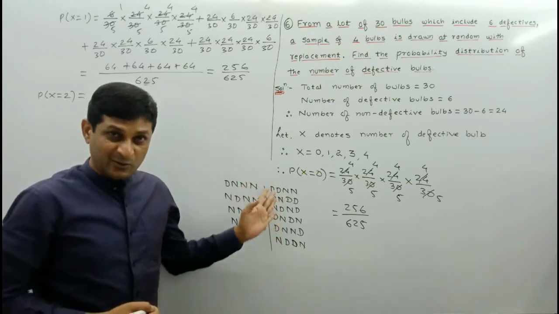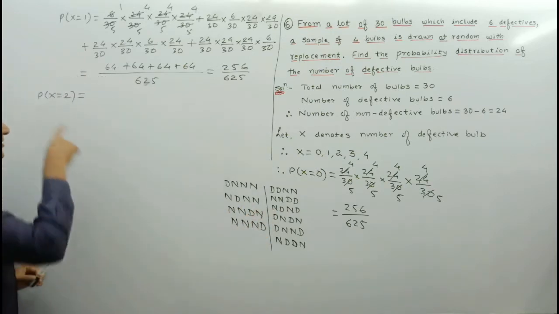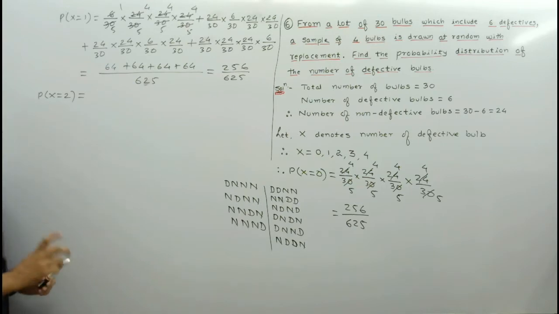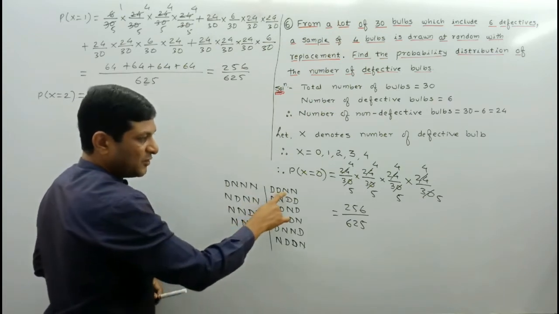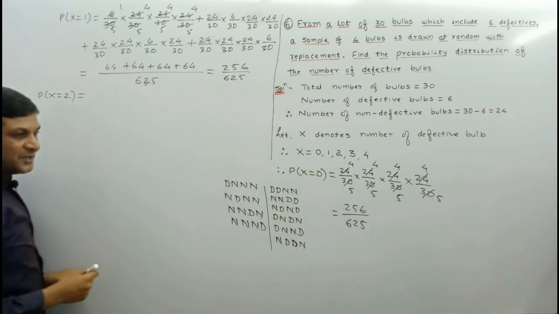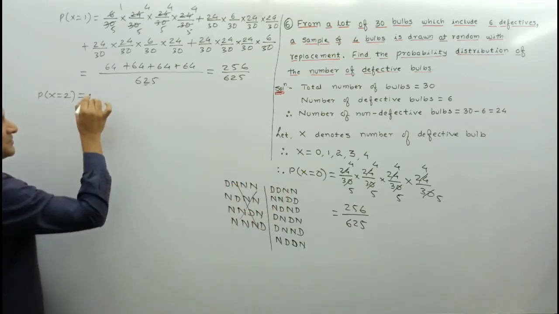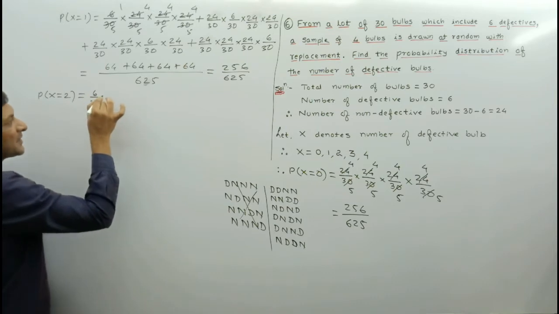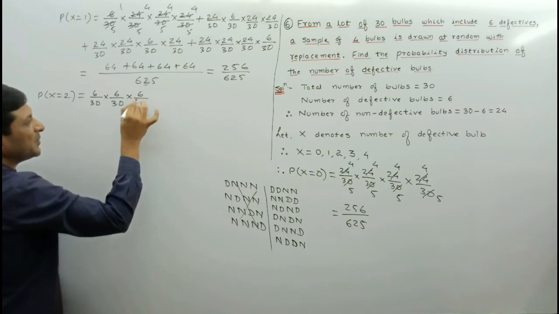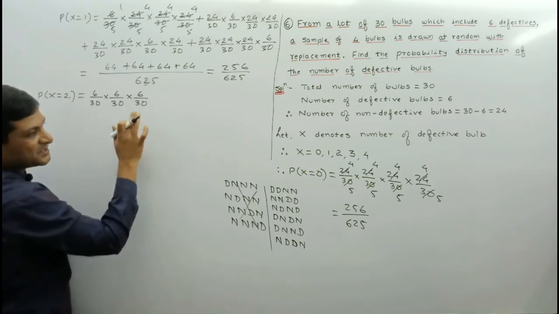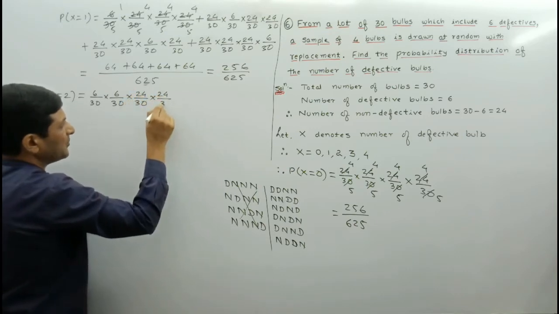So I know that only 6 possibilities are there. So let us try to find out the value of probability for these 6 different cases. Already we have seen that for defective, the probability is 6 upon 30, and for non-defective 24 upon 30. So defective, non-defective means 6 upon 30 into 6 upon 30 into 24 upon 30 into 24 upon 30 plus.